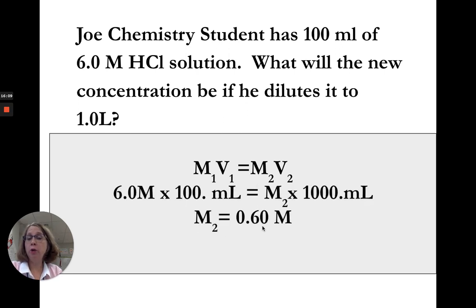And so if you take your 100 milliliters of 6 molar hydrochloric acid and dilute it to 1 liter, add water until it's 1 liter, your new concentration is going to be 0.60 molar.